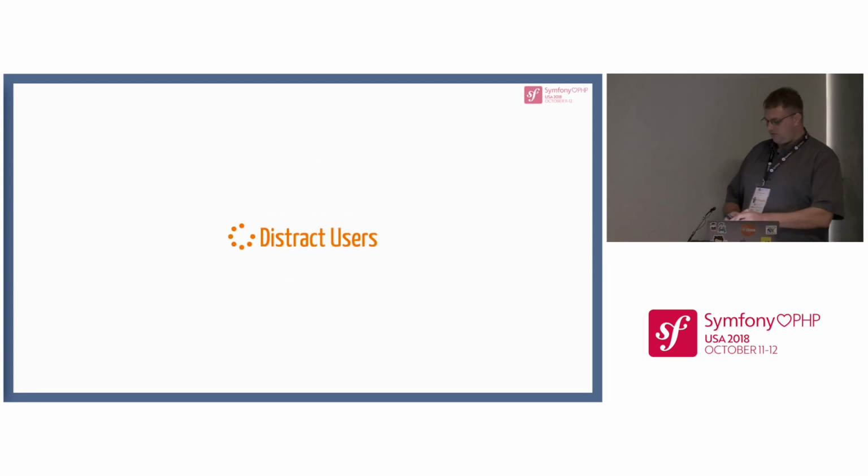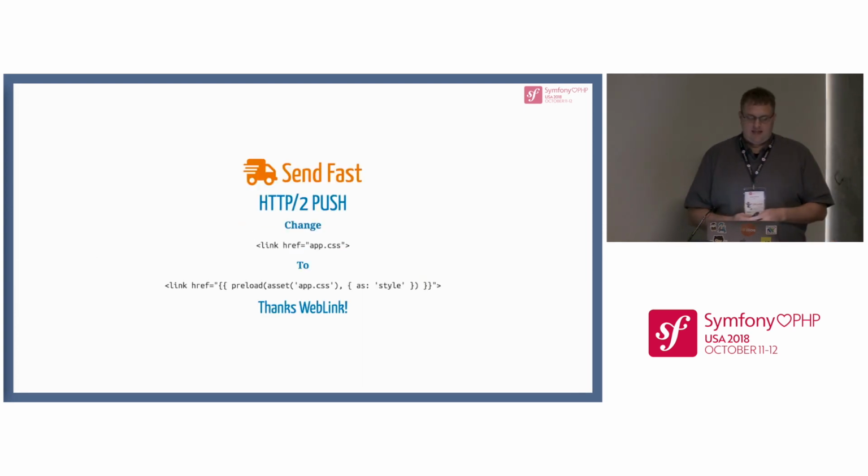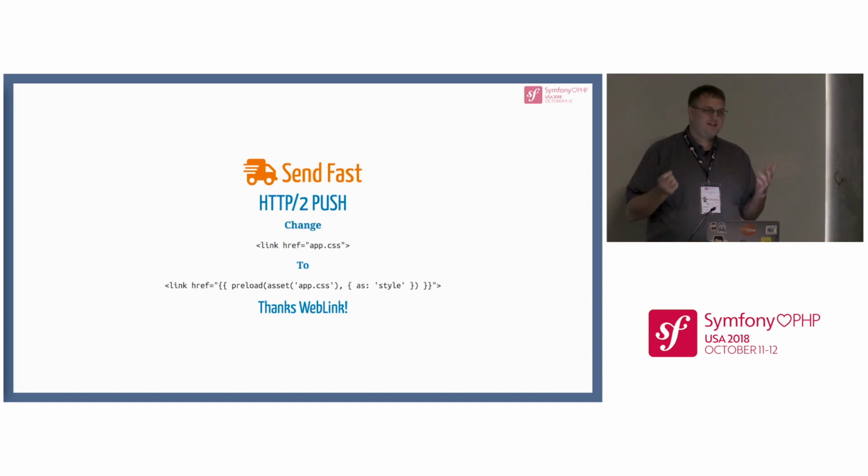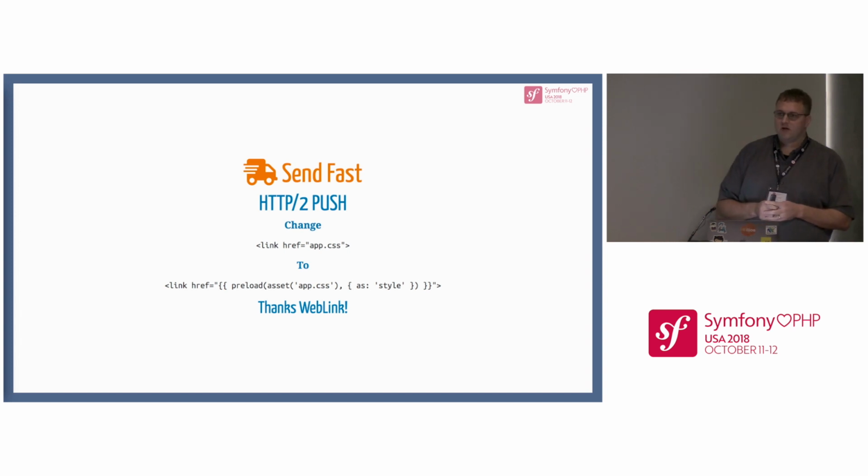So the next thing we can do, now that it worked, is send things fast. HTTP2 push, fantastic. This is all the code you need to turn your Symfony asset requests into HTTP2 push requests. You're going to need to enable a module in Apache to make it work. It, I think, works out of the box in Nginx. Fantastic. Web link component doing really good work for us here.